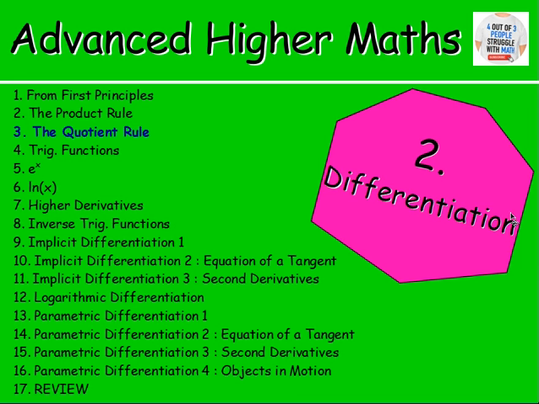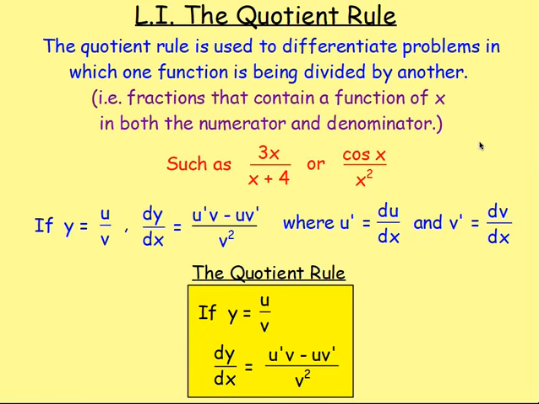Lovely. After that, we looked at the quotient rule. What is the quotient rule, Callum? Good. The quotient rule is used when you're dividing one function in terms of x by another function in terms of x, and you want to find the derivative, such as 3x over x plus 4 or cos x over x squared. Your quotient rule then is if y equals u divided by v, well, dy by dx would be u dash v minus uv dash. Notice how the plus from the product rule changes to a minus in the quotient rule, and you would divide that then by v squared. So u dash v minus uv dash over v squared.